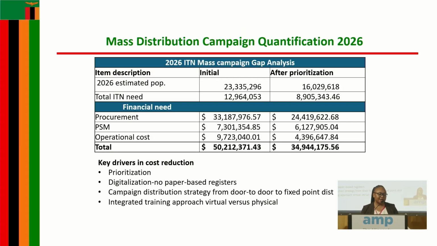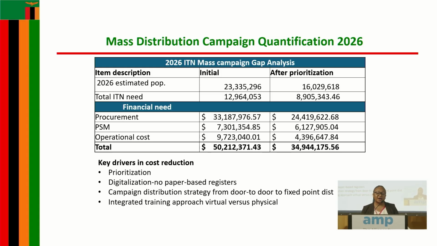For mass campaign, our strategic shift, just like everyone else, every program in here, we've made strategic changes to our scope based on our available funding. Our initial plan was to conduct our campaign with about $50 million from procurement to implementation. However, following our strategic shift to prioritize, we've reduced our budget to about $34 million.